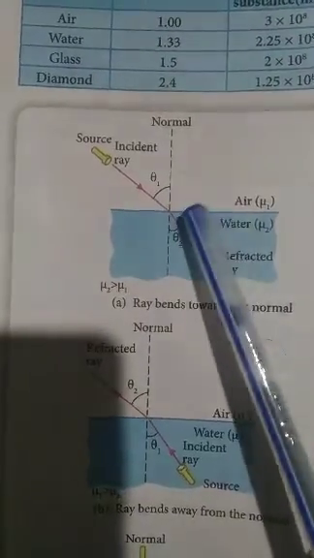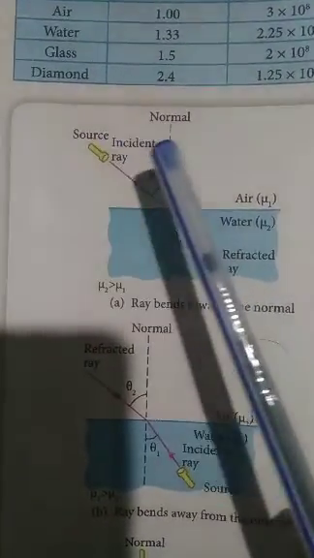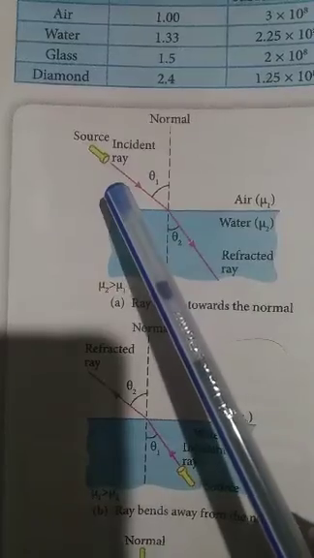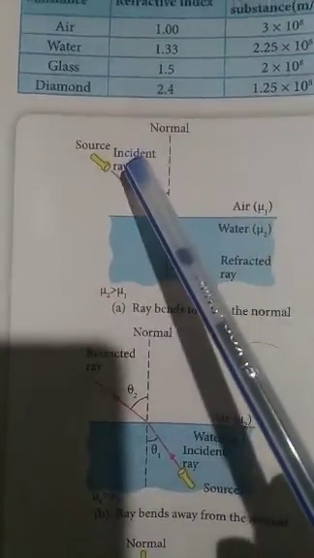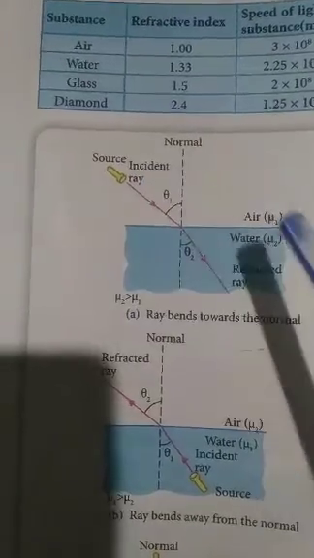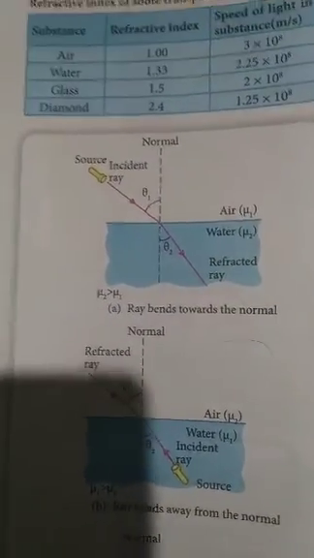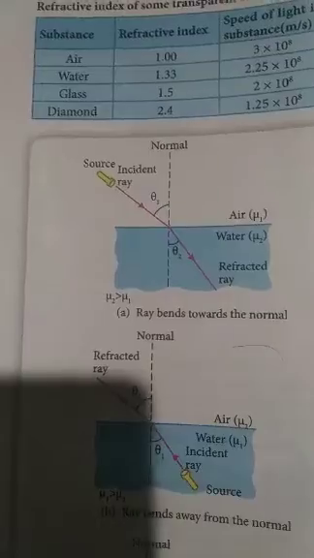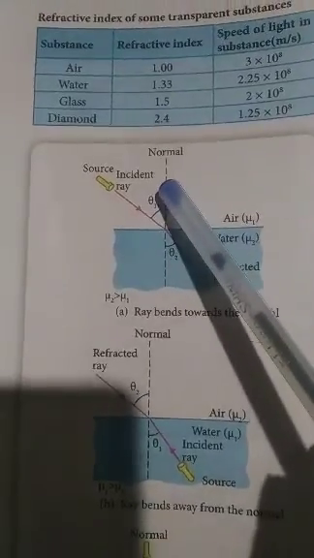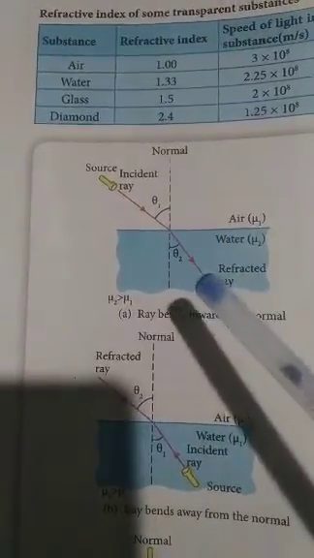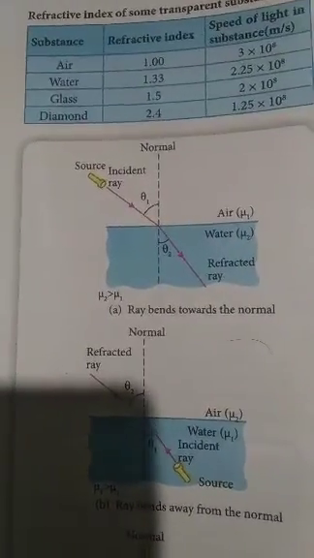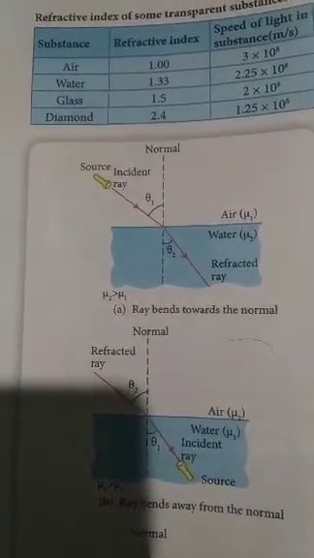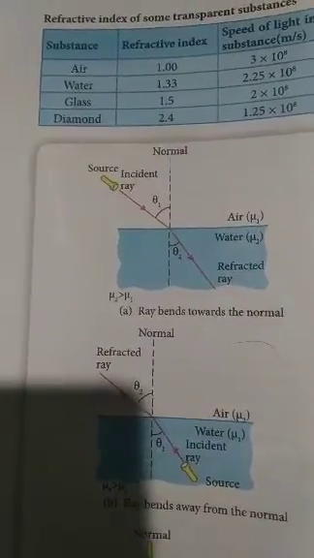You see in this figure, in figure A, a ray of light travels from air medium to water medium. Air is the rarer medium compared to water because refractive index of air is smaller than the refractive index of water. This is why air is the rarer medium and water is the denser medium.